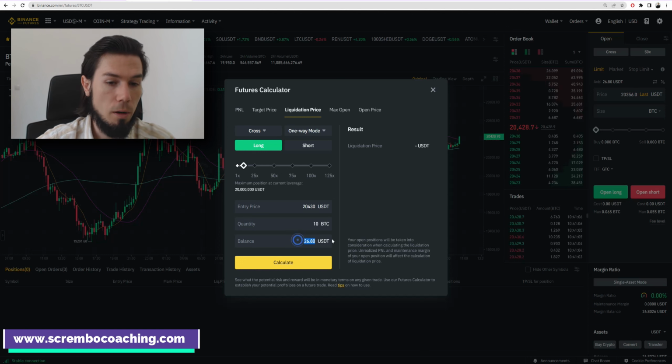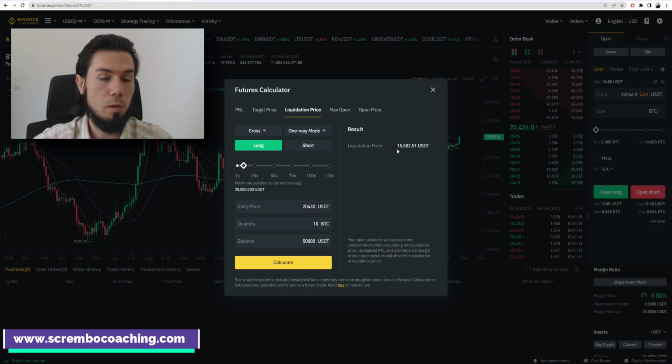Then I must have a balance. For example, what if I have a balance of 50 grand? I just hit the calculate button, and I get the liquidation price Binance is going to have for my order with the cross leverage type in one-way mode. That's something to consider. But this is a place that you definitely need to know about for the liquidation price.